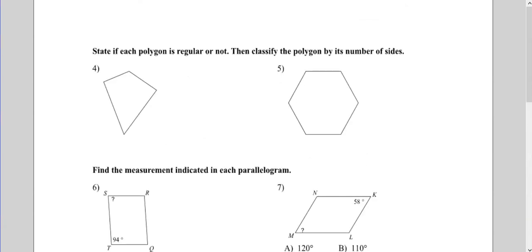Number 4. State if it's regular or not. Well, you can clearly see that there's some short lines and some long lines. So that right off the bat is no. Now, technically, you should have to use a ruler to measure and a protractor to measure, but you can see that these all look the same. All the angles look to be the same obtuse angle, so we're going to say yes.